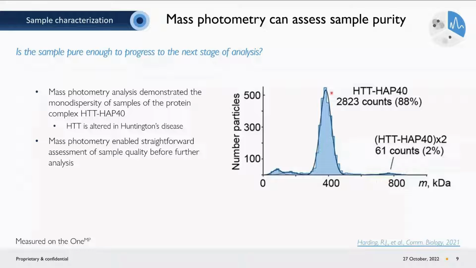And they could see that, yes, this dominant peak is the HTT with the HAP40. There is a dimer of that complex too, but a very small percentage, and a few proteins at lower range. But this was, for them, the confirmation that they can go on with their application. This is really useful to do especially when the following analysis is very time and cost consuming, such as electron microscopy.